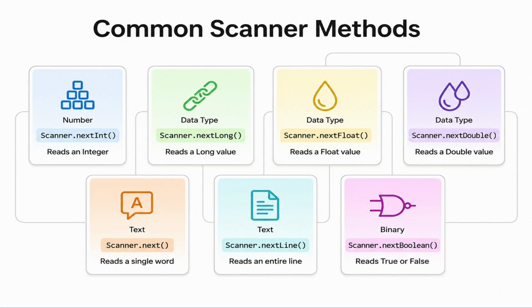So you might be wondering about what is the difference between next and nextLine, because for remaining methods by name it is clear. For nextInt it is integer value, for nextLong it is long value, for nextFloat it is float value, and nextDouble it is double value. But what is this next and nextLine? And nextBoolean is also clear that it will be boolean value, it can be true or false. So let's go to IntelliJ and see the difference between next and nextLine.